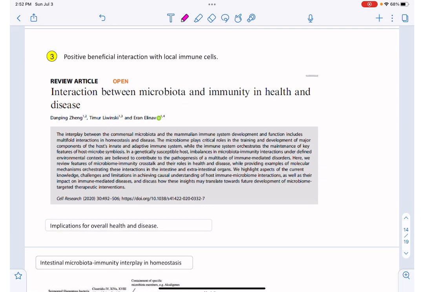And then the next few slides just have to do with a lot of the research that's coming out and a lot of the complex mechanisms that these gut microbiomes are involved in. So one of the things that they're finding is that the gut microbiome has positive, beneficial interactions with local immune cells. If I can maybe draw a diagram here. This is the large intestine.